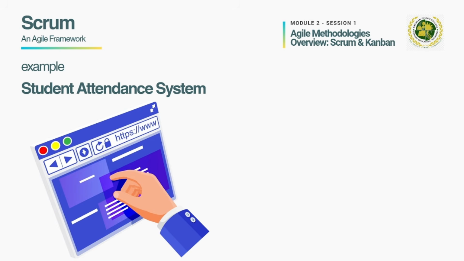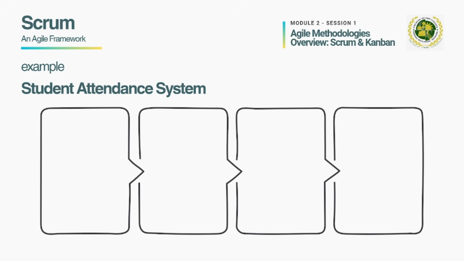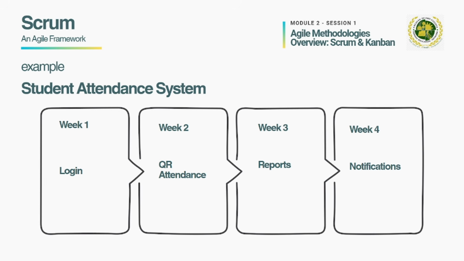A simple example: instead of building the entire student attendance system at once, the team builds it step by step. Let's say for week 1, we build a login. For week 2, we build a QR attendance. For week 3, we build reports. And for week 4, we start developing the notification.